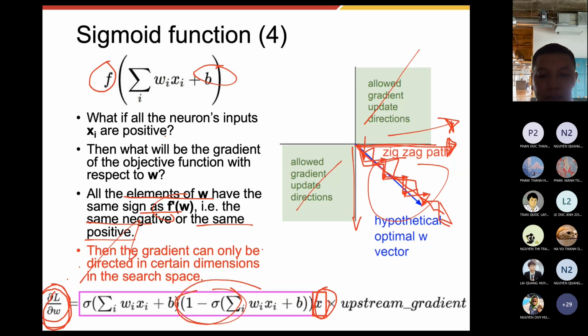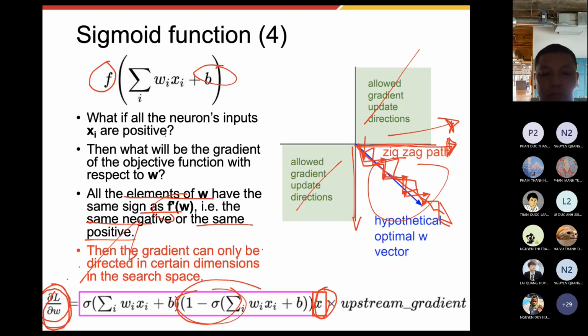Yes. So is this clear, the formulation for calculating the derivative of the loss over the specific weight W? Why is it 1 minus sigma here? Because this is the derivation of the sigmoid function. You see? Yes.